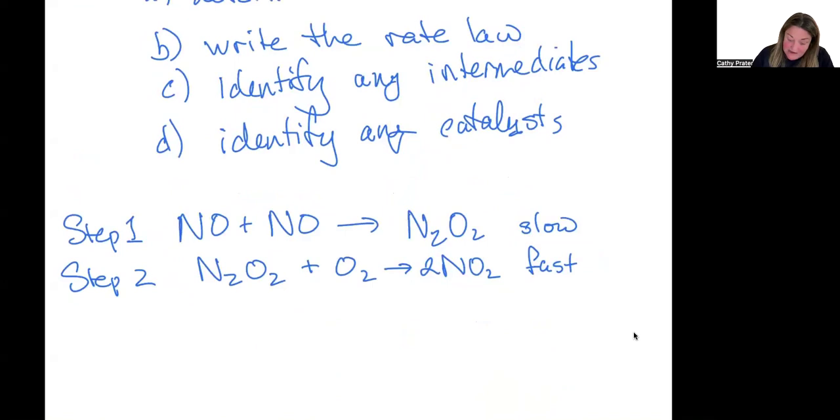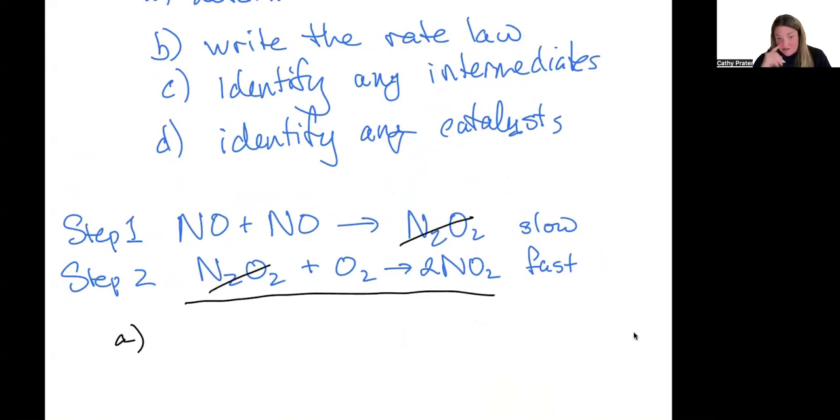Okay, so I've already written out the mechanism here, so you can pause and take a second to write it down. And now in determining the overall reaction, I'm going to cancel out anything that cancels. It looks like here, that's the only thing that cancels. So if I were to write my overall reaction, two NOs plus an O2 forms two NO2.